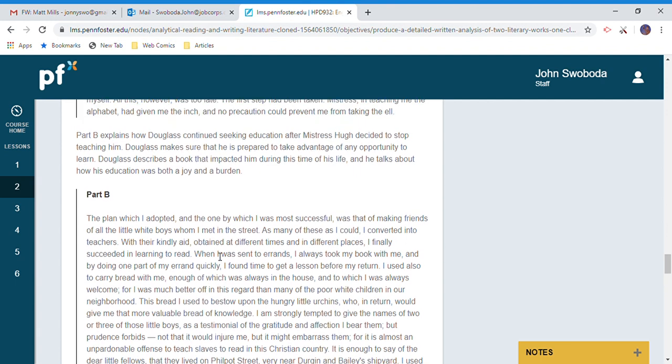Part B. Let's see. Part B explains how Douglas continued seeking education after Mistress Hugh decided to stop teaching him. Douglas makes sure that he is prepared to take advantage of any opportunity to learn. Douglas describes a book that impacted him during this time of life, and he talks about how his education was both a joy and a burden.